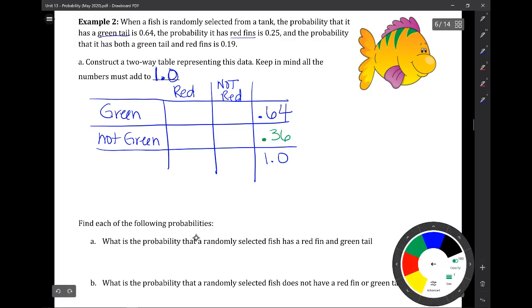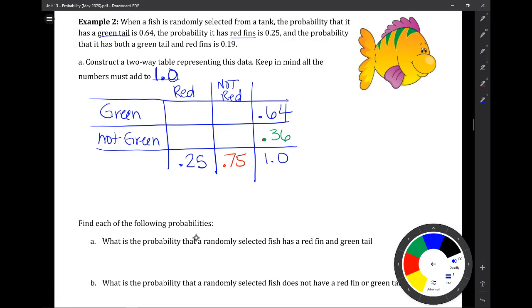All right. Read the next sentence. The probability it has red fins is 0.25. So if that category is 0.25, then not red would be 0.75. And then the third and final piece of information they give me is that it has a green tail and red fins. Remember, that is what we considered a joint probability. So it's where green and red come together, and that's 0.19.